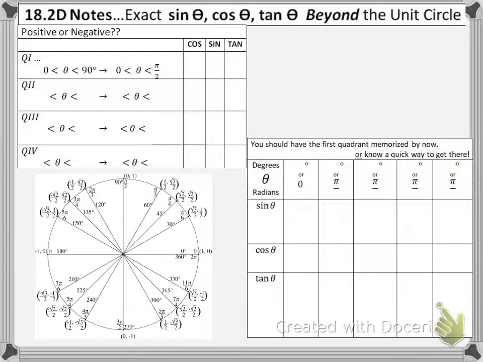We talked already about the fact that in the unit circle, the points are cosine theta, sine theta. So every x value tells the cosine, every y value tells you the sine. Quadrant 1 goes from 0 degrees to 90 degrees. In radians, that is from 0 radians to pi over 2 radians.